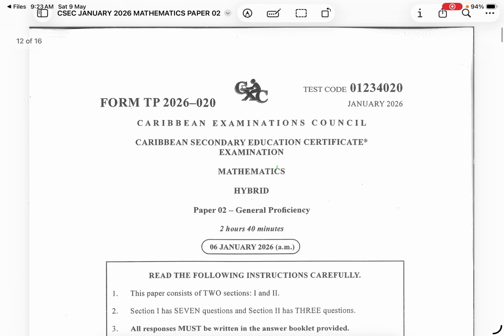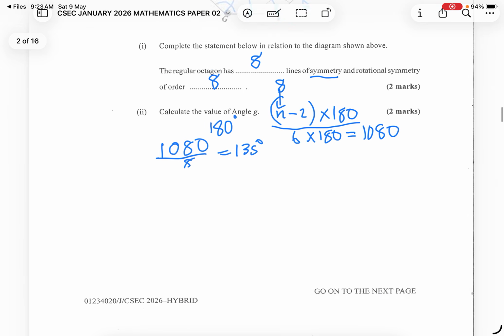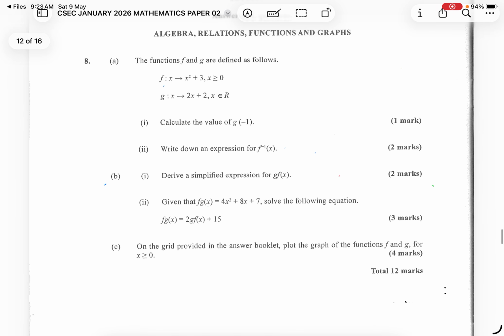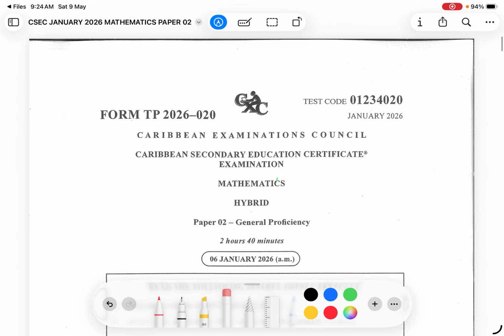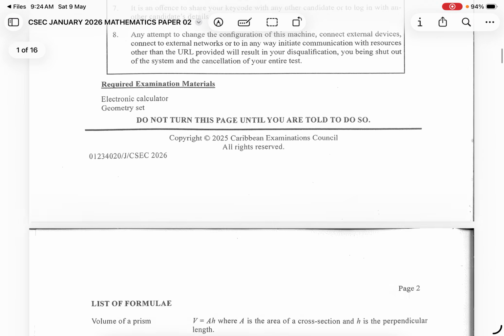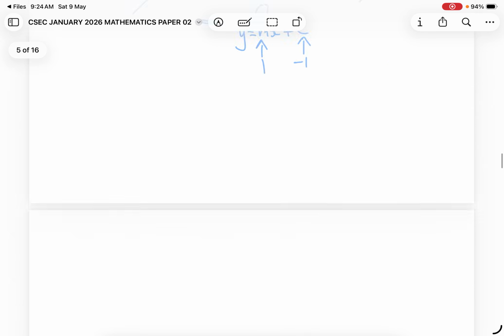For example, why is my screen doing this right now? All right, so the touch is giving me a little issue.